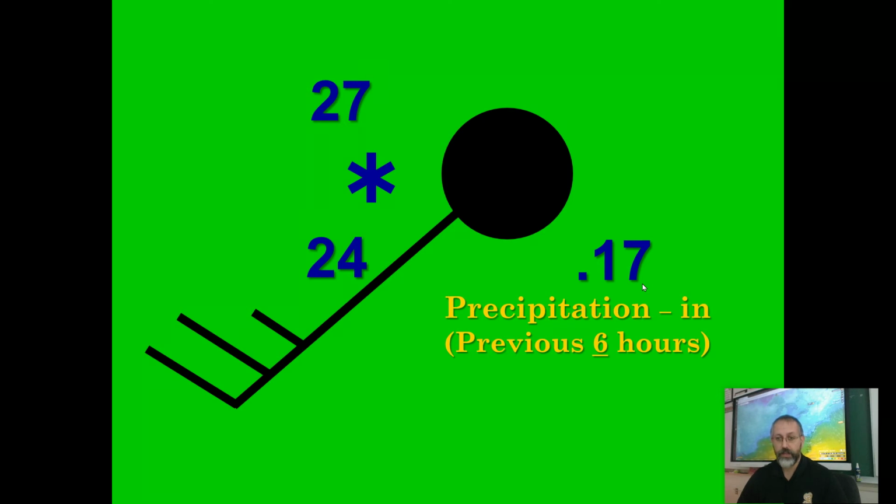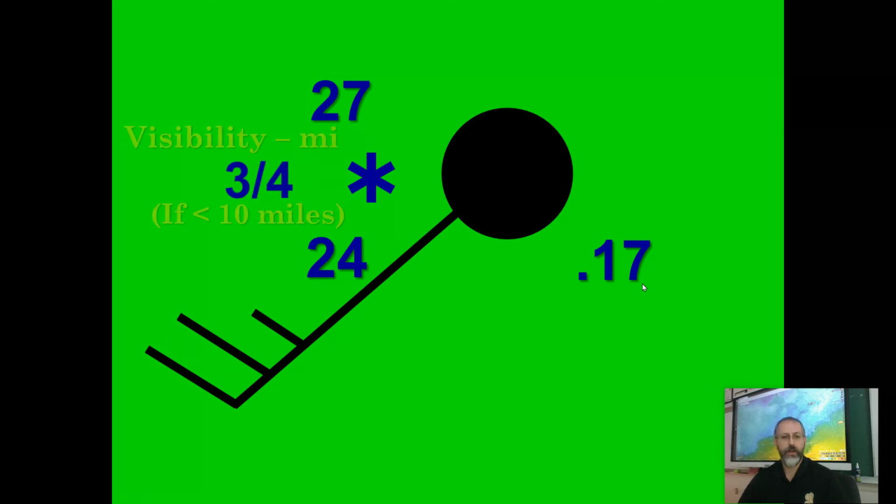It could be fractions or hundredths of an inch, or you could have several inches, so they have to put it in there. So that is 0.17 inches of precipitation in the previous 6 hours. There's our visibility. I knew it would pop up somewhere. But in this case, there's 3/4 of a mile of visibility. If it's more than 10 miles, they won't bother.